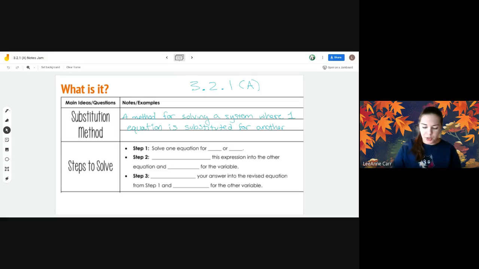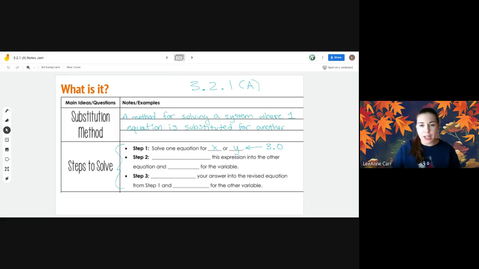All right, so what is substitution? First and foremost, it is one of our methods of solving a system where one equation is substituted in for another. And there are some basic steps as to how to do that. So our first step is that you're going to want to solve one equation for x or y. Now, this would technically be a 3.0 version of this learning target. The 2.0 version, you are already going to have an x or a y solved for you.